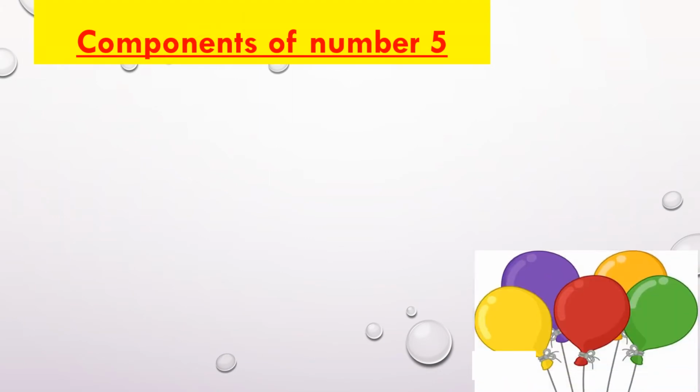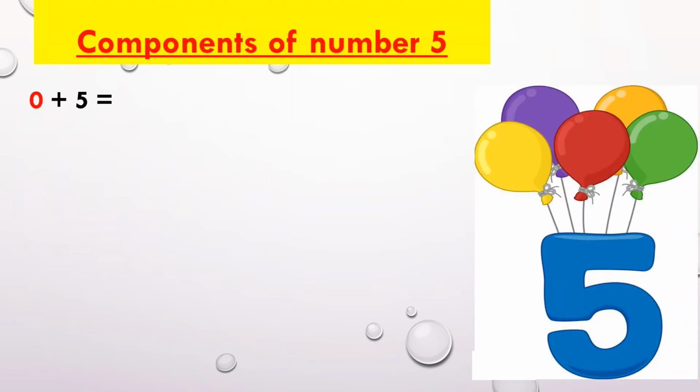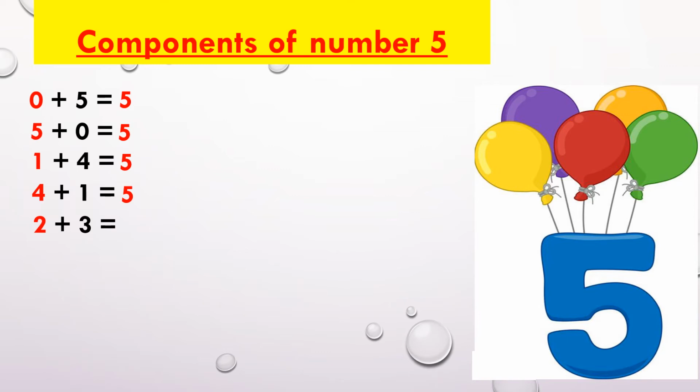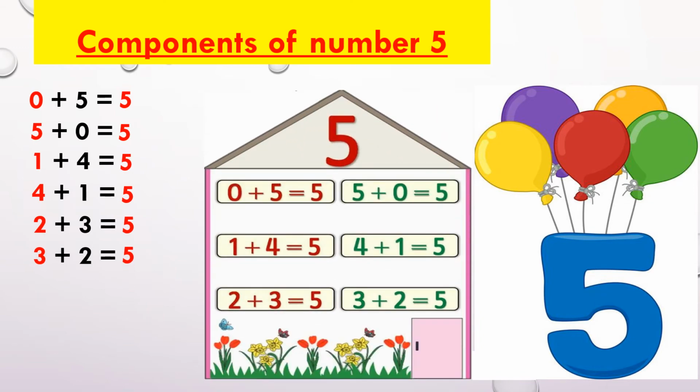Components of number 5. 0 plus 5 equals 5. If I switch the two numbers, 5 plus 0 equals 5. So 0 and 5 are components of number 5. 1 plus 4 equals 5. If I switch the numbers, 4 plus 1 equals 5. So 1 and 4 are components of number 5. 2 plus 3 equals 5. If I switch the two numbers, 3 plus 2 equals 5. So 2 and 3 are components of number 5.